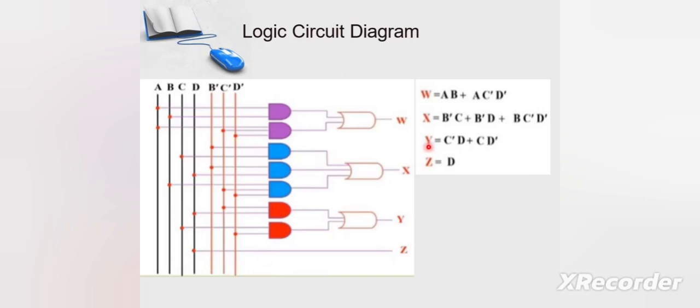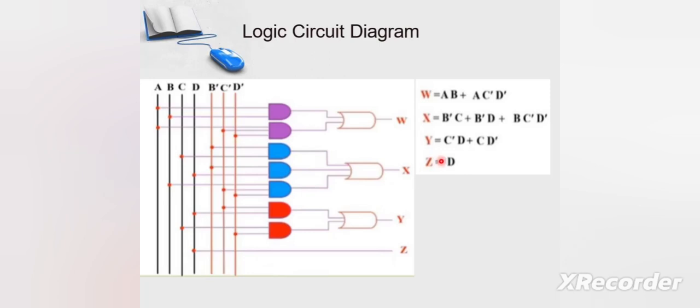Now we will draw the circuit diagram for the third K-map equation, Y equal to complement of C into D plus C into complement of D. So here we will use 2 AND gates and 1 OR gate. We will connect the inputs of the first AND gate to complement of C and D, and the inputs of the second AND gate to C and complement of D. The outputs of these 2 AND gates we will connect to the OR gate, and at the output of this OR gate we will get the K-map equation Y.